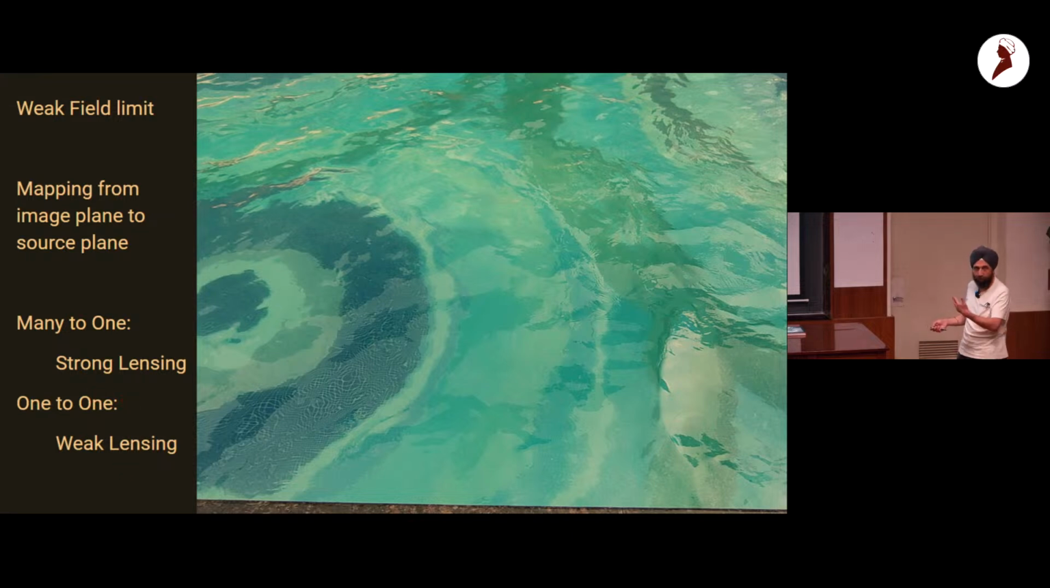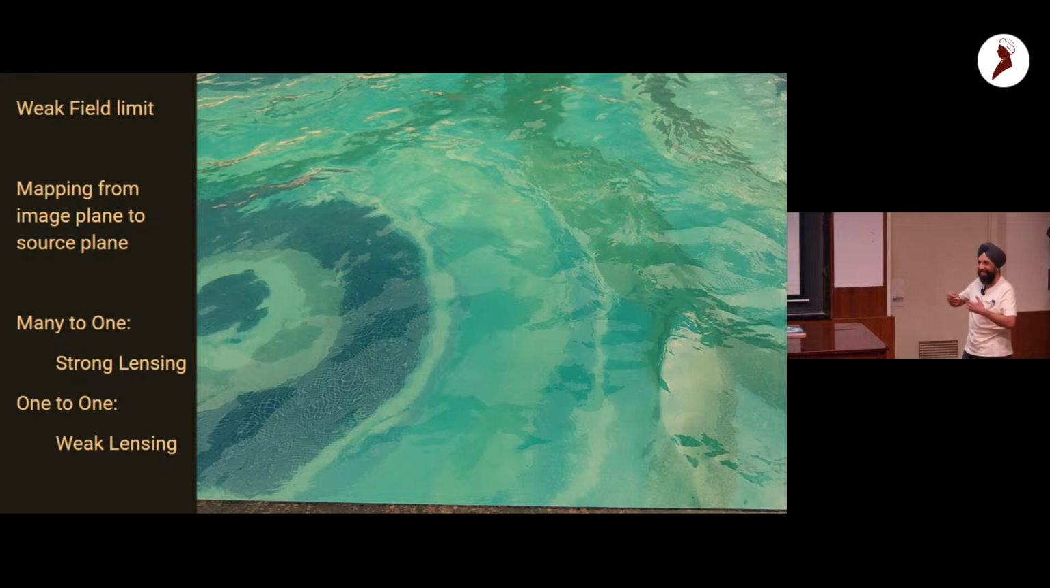So to give you a simile, this is a picture of a swimming pool. The bottom of the swimming pool has tiles, which are square tiles. And you can see that some of these tiles appear very, very distorted, but each tile appears only once. Okay, so the shape is distorted, but each tile appears only once. That is one-to-one mapping, and it would be weak lensing. But there are places where everything is kind of jumbled up, or you can see multiple images of the same region. This would be strong lensing.